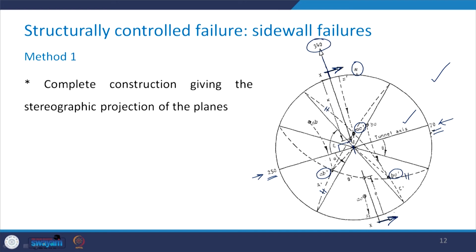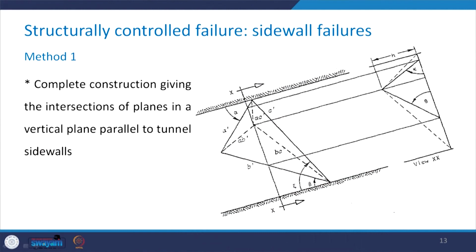Basic philosophy remains the same, that is how the construction is being done, that remains the same. There is only the difference that on which plane we are projecting these in order to get the true shape of the wedge, its size and its volume. See the complete construction giving the intersection of the planes in the vertical plane parallel to the tunnel side wall.